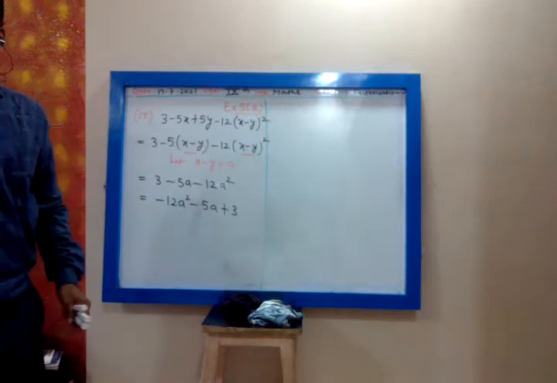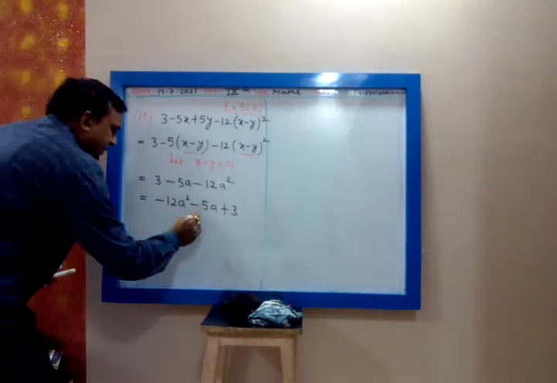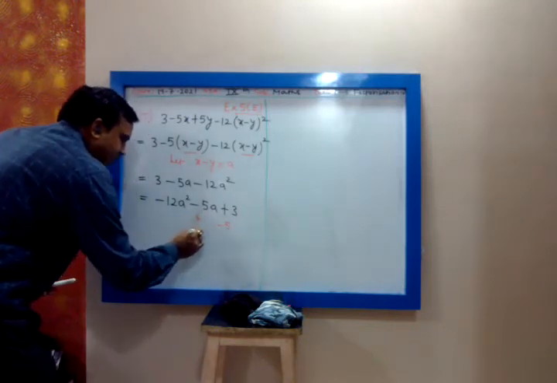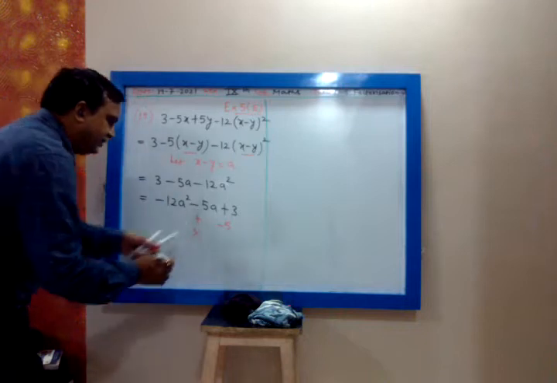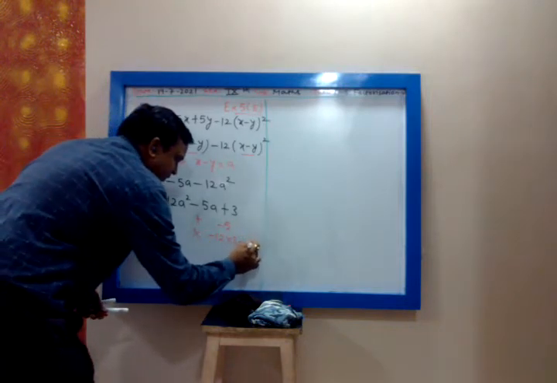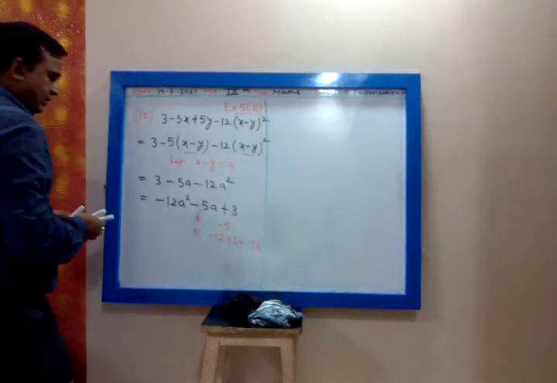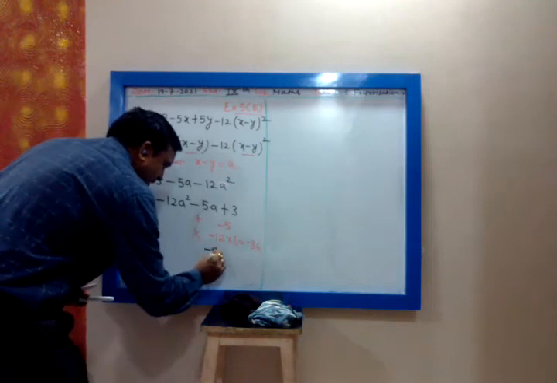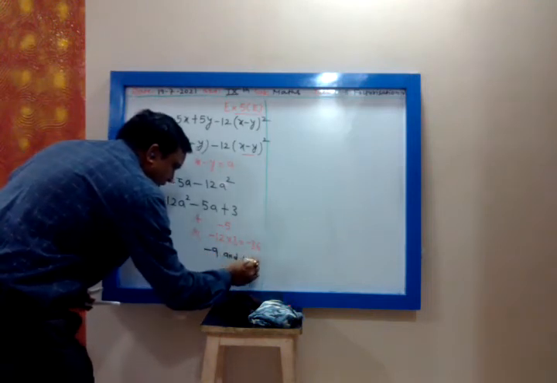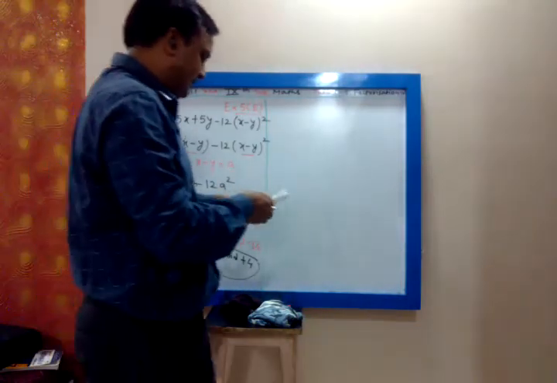In type 2, find two numbers whose sum is minus 5 and product is minus 12 into 3, that is minus 36. So what are the two numbers? Minus 9 and plus 4. When you add, you get minus 5. When you multiply, you get minus 36.